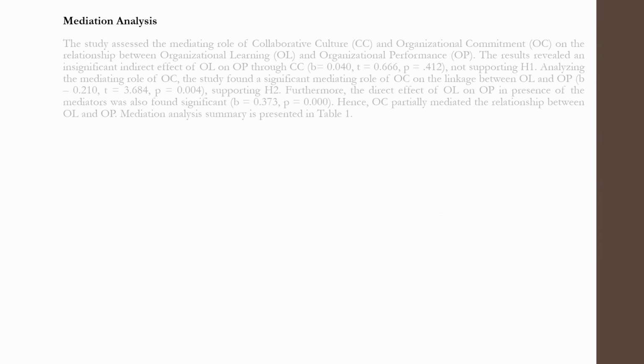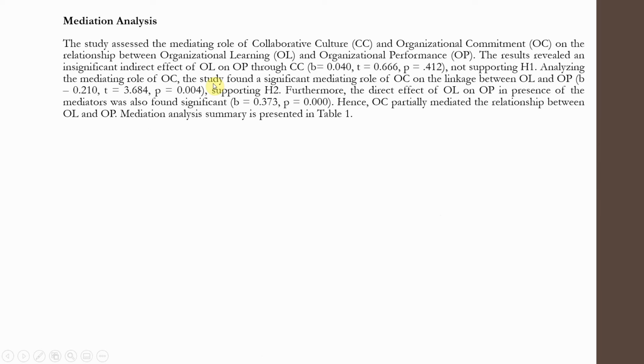How do we report mediation analysis? The first thing that we need to do is write this text. So the steps are that first we need to show what our mediating variables are and what relationship they are mediating. And then the results revealed an insignificant indirect effect of OL on OP through CC. Now each mediator is evaluated and we write whether the hypothesis was supported or not.